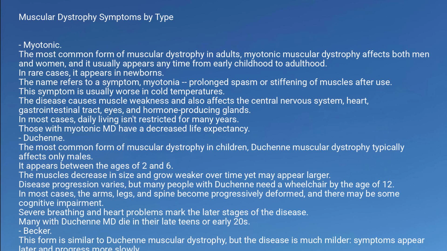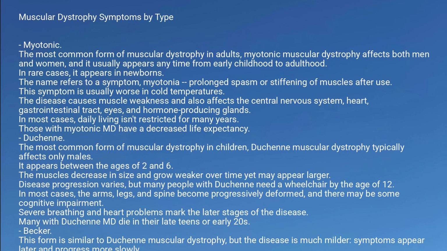Distal. This group of rare diseases affects adult men and women. It causes weakness and wasting of the distal muscles of the forearms, hands, lower legs, and feet. It is generally less severe, progresses more slowly, and affects fewer muscles than other forms of muscular dystrophy.